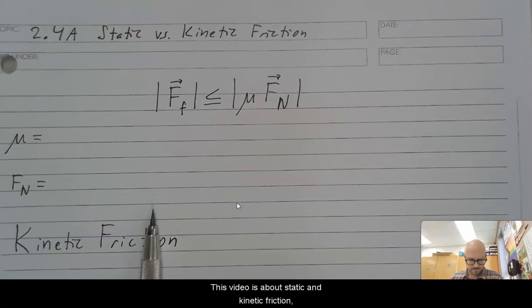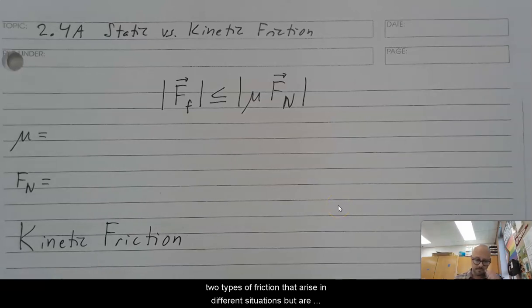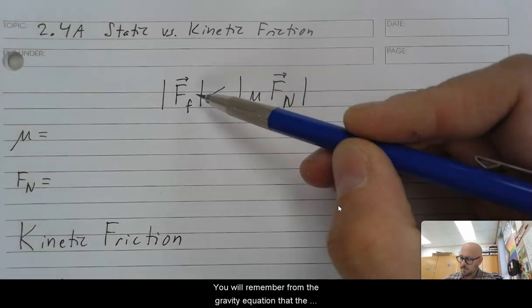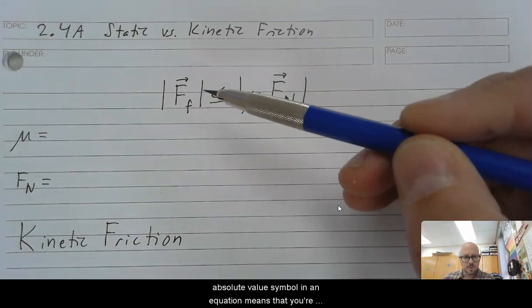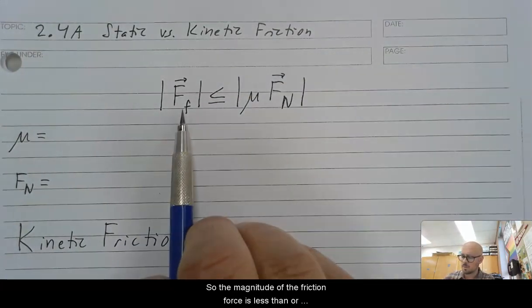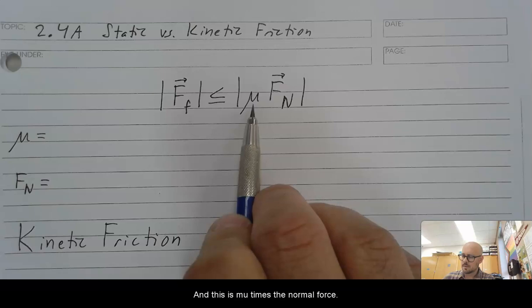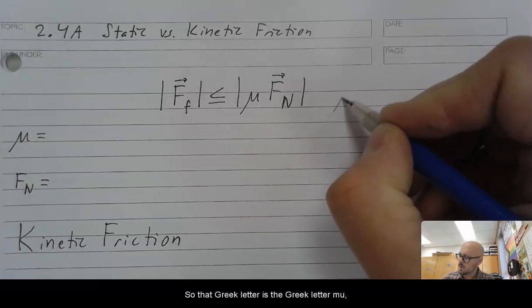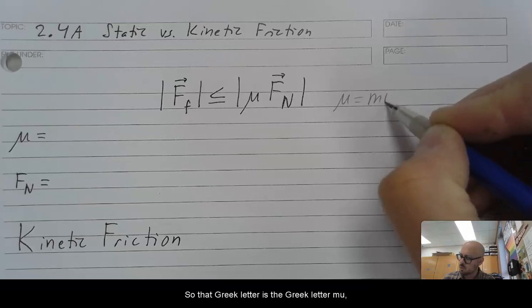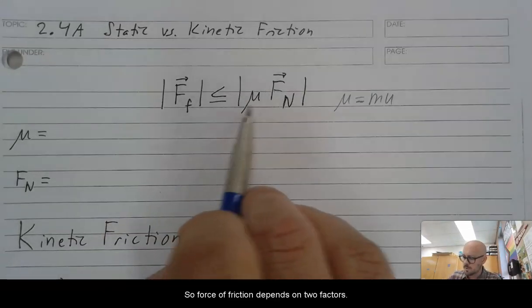This video is about static and kinetic friction, two types of friction that arise in different situations, but are governed by the same equation. You will remember from the gravity equation that the absolute value symbol in an equation means that you're dealing with the magnitude. So the magnitude of the friction force is less than or equal to the magnitude of this quantity, and this is mu times the normal force. That Greek letter mu is our symbol for something having to do with friction. So force of friction depends on two factors.